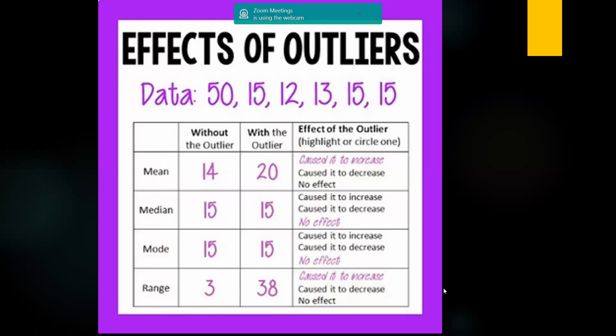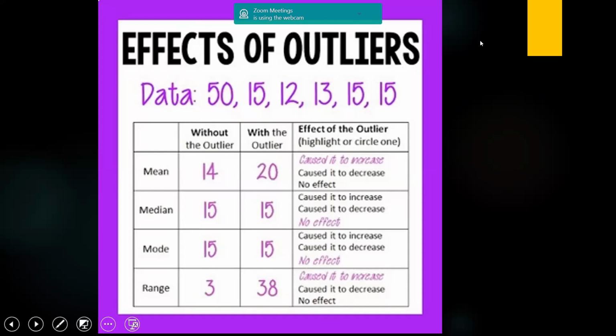Without the outlier, it is 14. So if you have an outlier and you remove the outlier, what will happen? It makes the mean decrease. Without the outlier it is 14, with the outlier it is 20. So the outlier increases the mean, and also it increases the range.